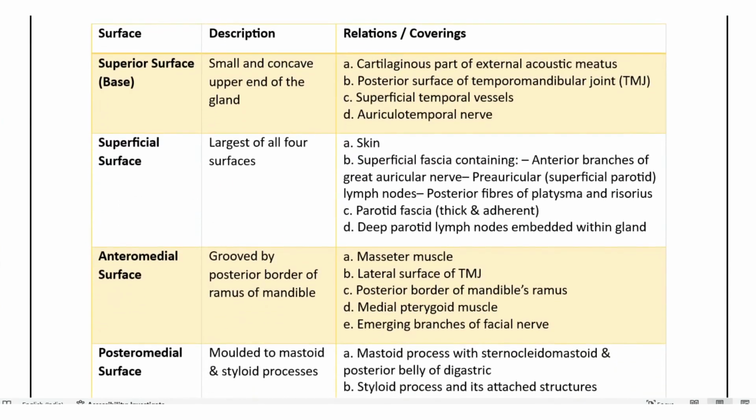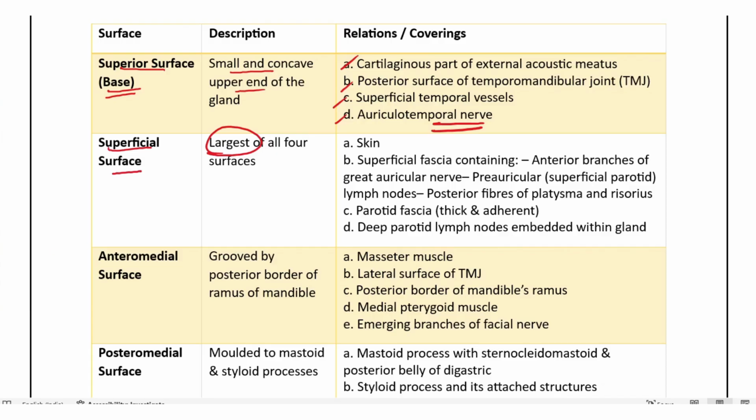Now coming to the surfaces, we have the superior surface or the base. Okay, it's the small concave upper end of the gland. Its relations are the cartilaginous part of the external acoustic meatus, the posterior surface of the TMJ, the superficial temporal vessels and the auriculotemporal nerve.